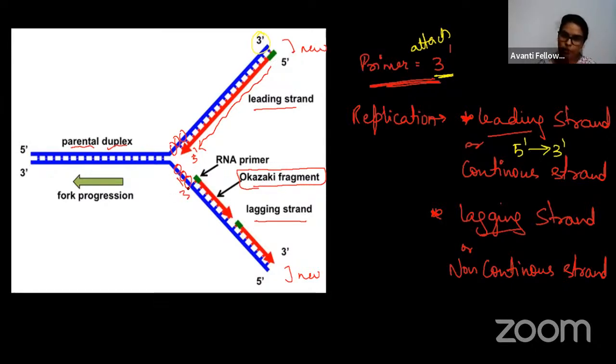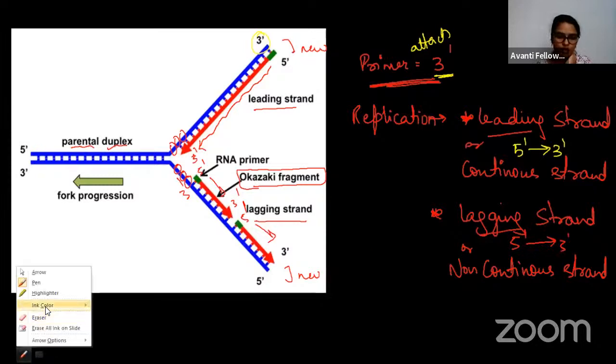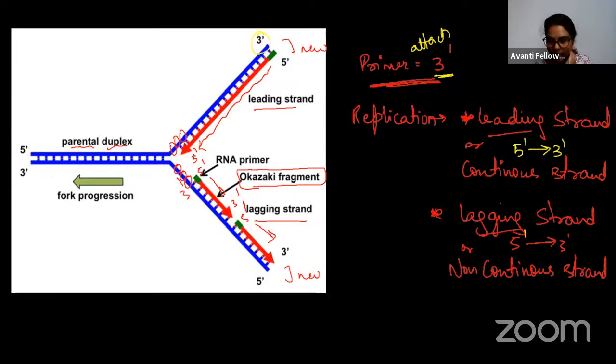ठीक है, तो जहाँ पे 3' होगा वहाँ पे 5' होगा opposite में. So 5' to 3'. Again 5' to 3'. So like this. Okay. So even in the leading strand, the polymerization will happen from 5' to 3'. Even in the lagging strand, ये आपको याद रखना है, from 5' to 3', even in the lagging strand. ठीक है? So this is the Okazaki fragment.